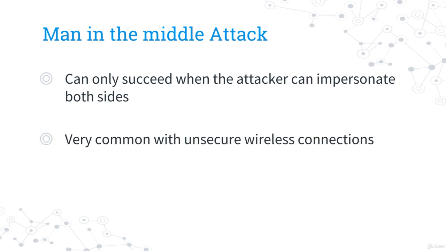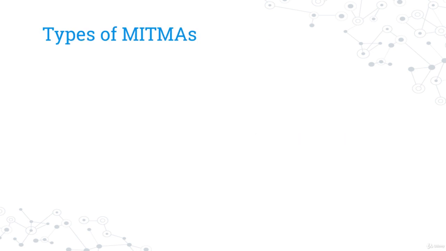Now, it is very common with unsecure wireless connections. A man in the middle attack is very difficult to pull off in a wired network, but where you have a wireless connection that is now unsecure, a man in the middle attack is very, very common. And there are three major types of MITMAs, man in the middle attacks.